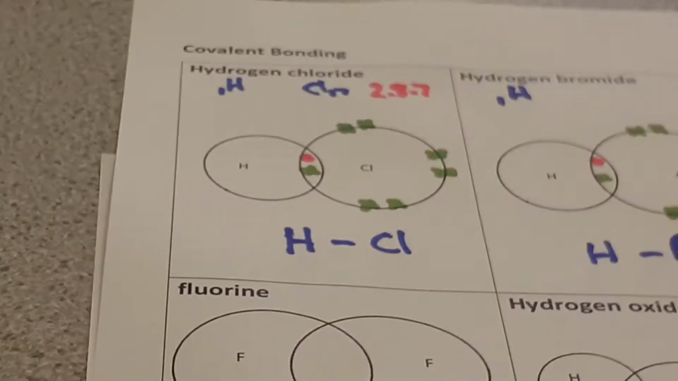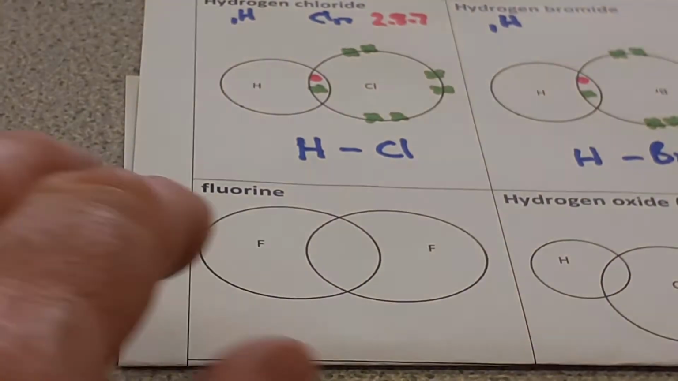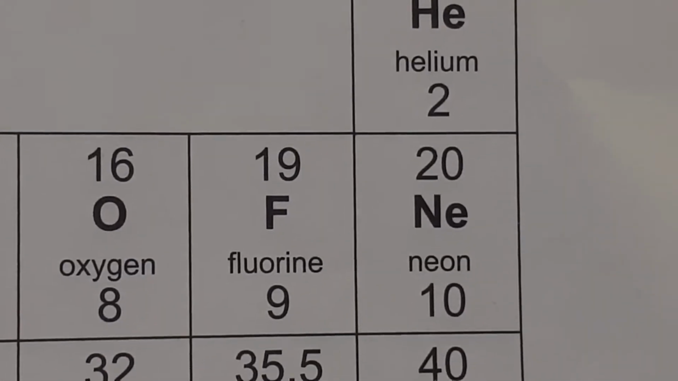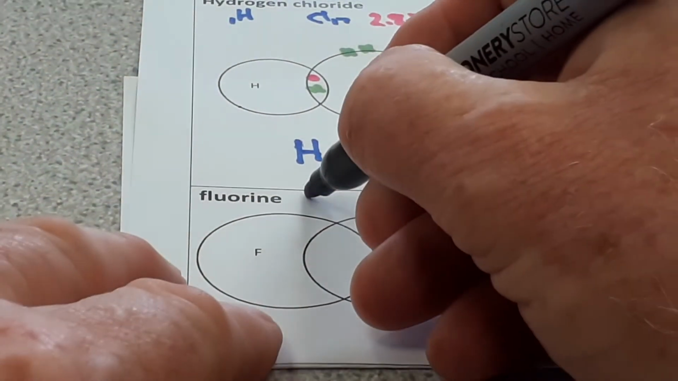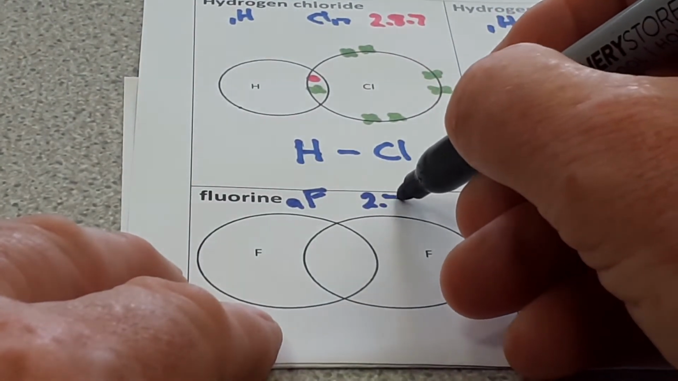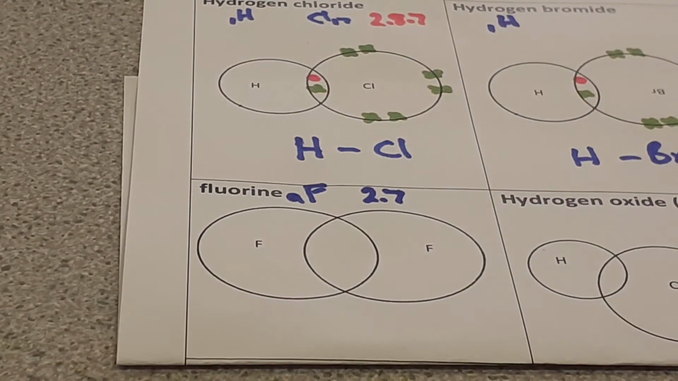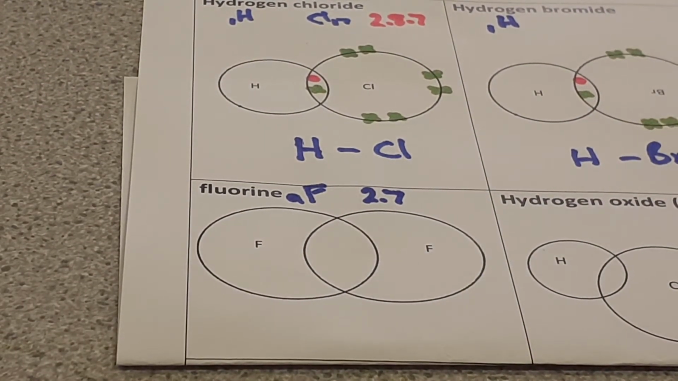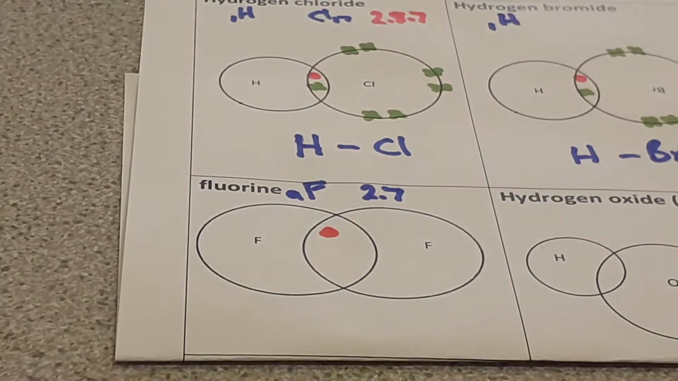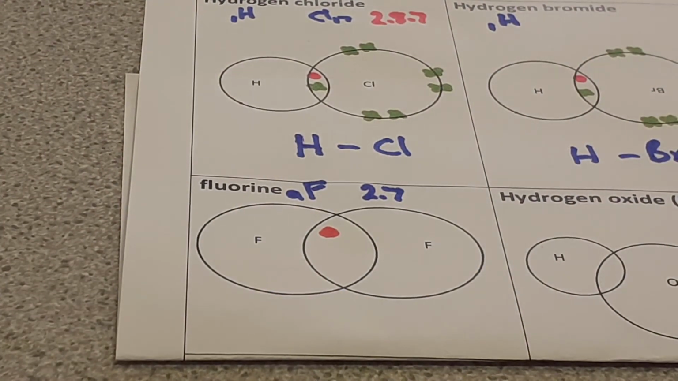Now, moving on to fluorine. Again, we've got fluorine, like so. Now, fluorine, if you look, is in group 7 of the periodic table. It's atomic number 9, so it's F9, which means it is 2.7. So, for these 2 fluorines to get a full outer shell, each of them needs 1. So, as they need 1, they need to share an electron from each.